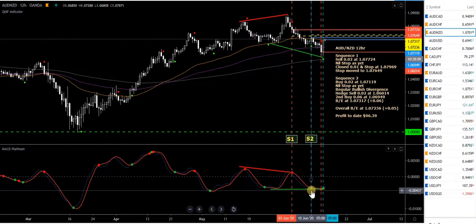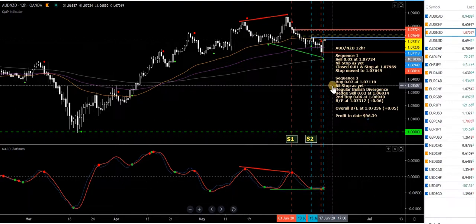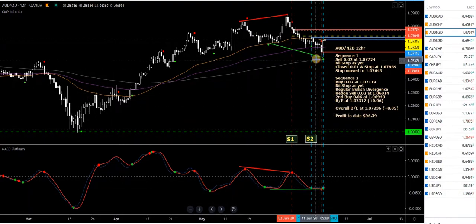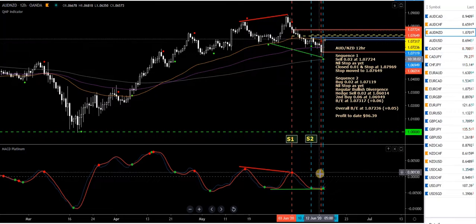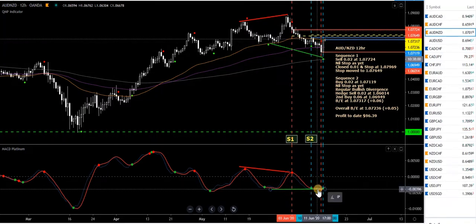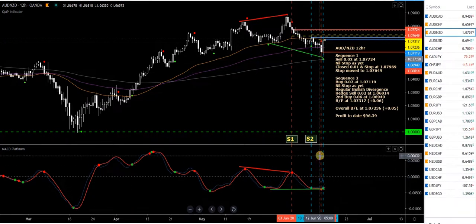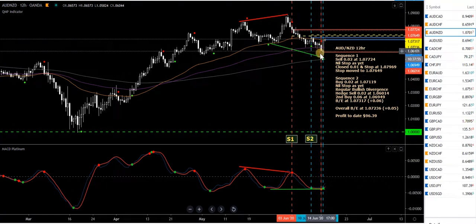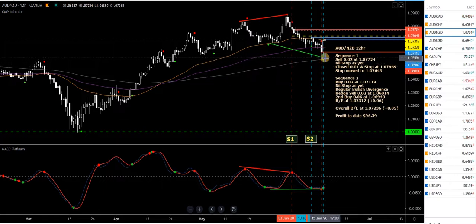The MACD Platinum's below the zero level, so I've taken a buy, followed by a hedge sell because it's gone straight against me. There's a sell signal there, which is not a valid signal because the MACD Platinum is below the zero level. But because I haven't got a stop in place, I have to take it to protect the initial position. Then there's a new buy signal this morning, a little bit hard to see.